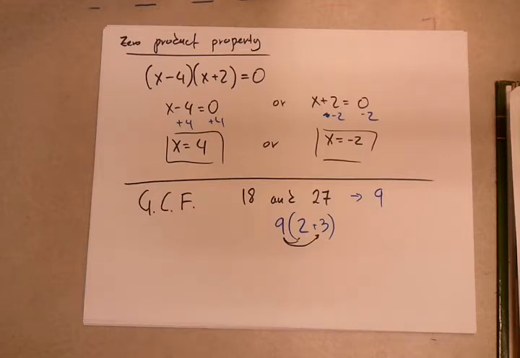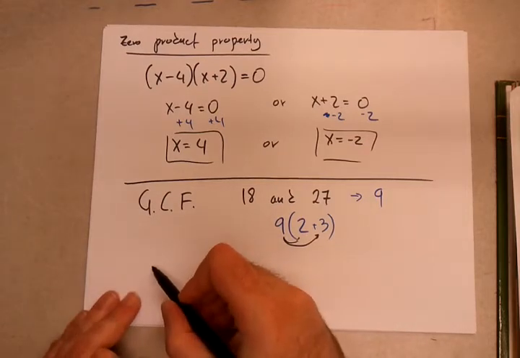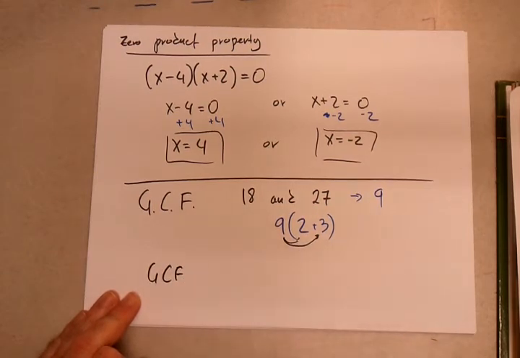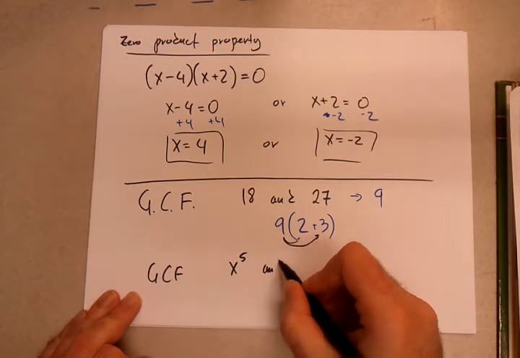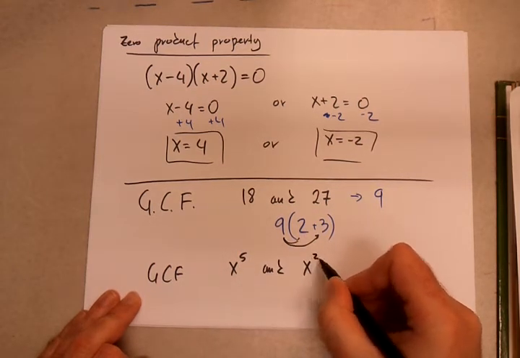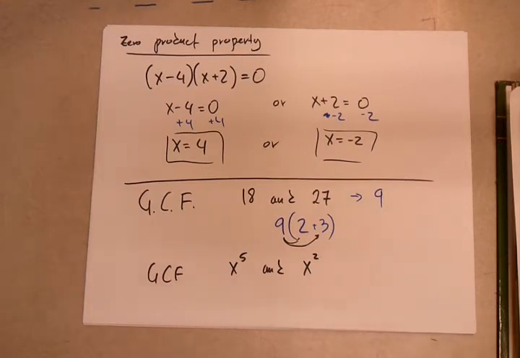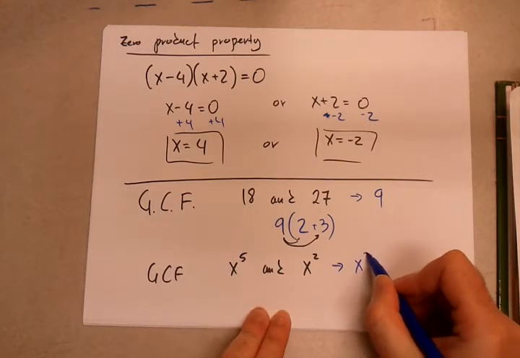The same thing works for variables. So if I'm to find the GCF for, let's say, x to the 5th and x to the 2nd, I'm asked to find the GCF here. So what is the largest variable power that goes into both of those? In the case of variables, it's always easy. The smaller power is going to be essentially the GCF, because x squared goes into x squared, and x squared also goes into x to the 5th. So my GCF is going to be x squared.